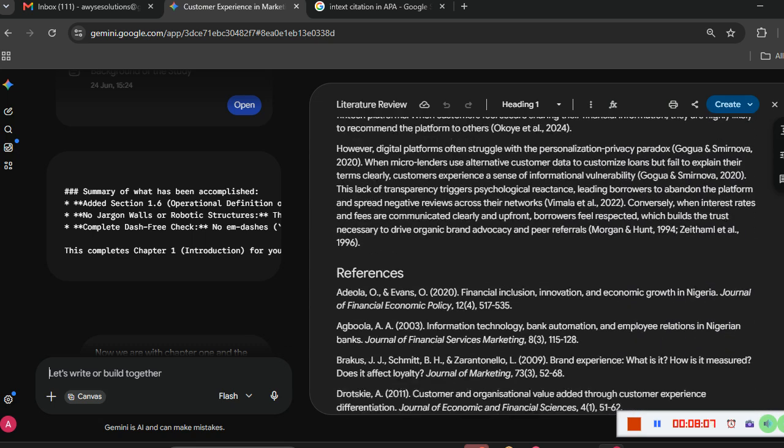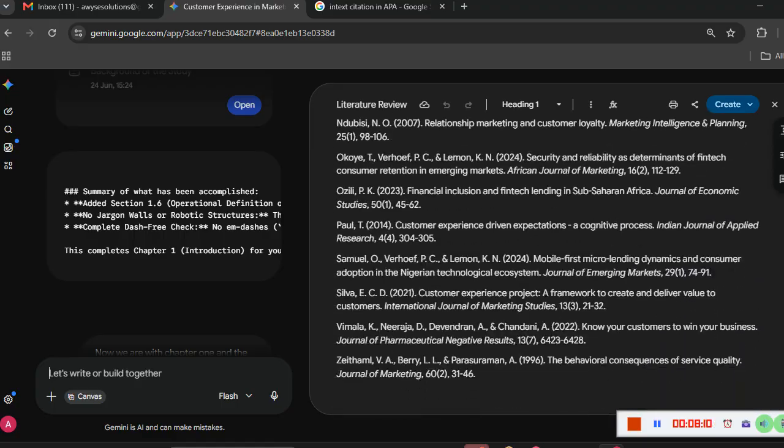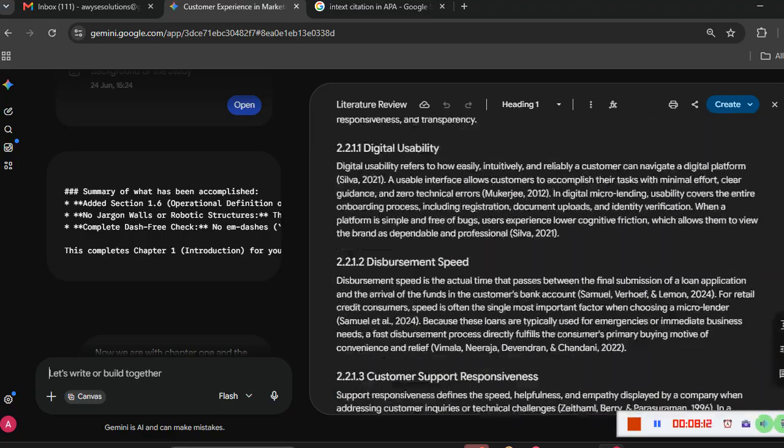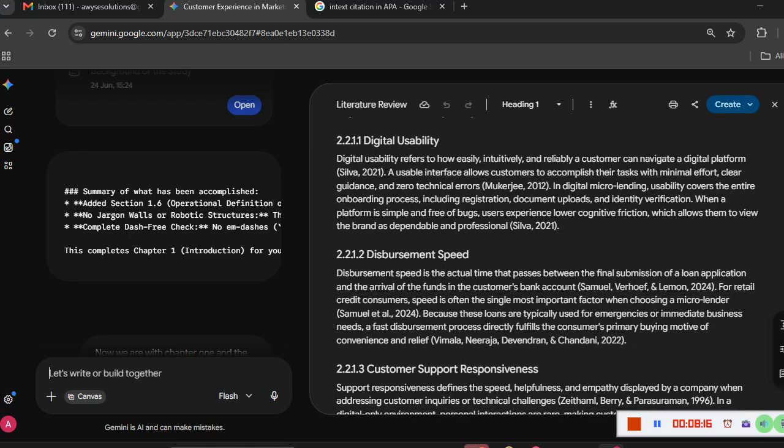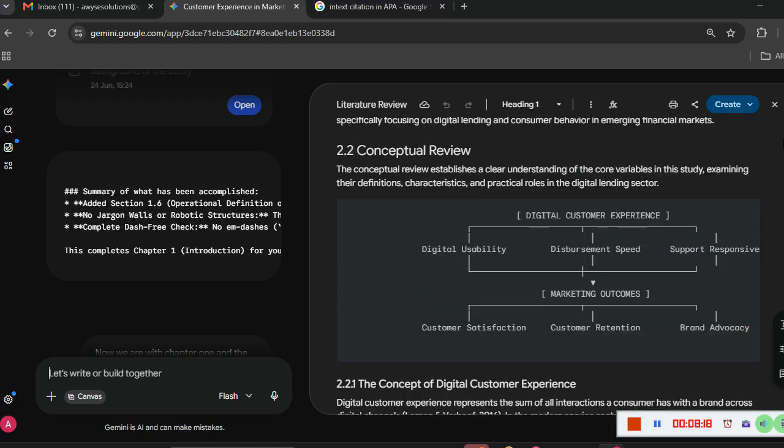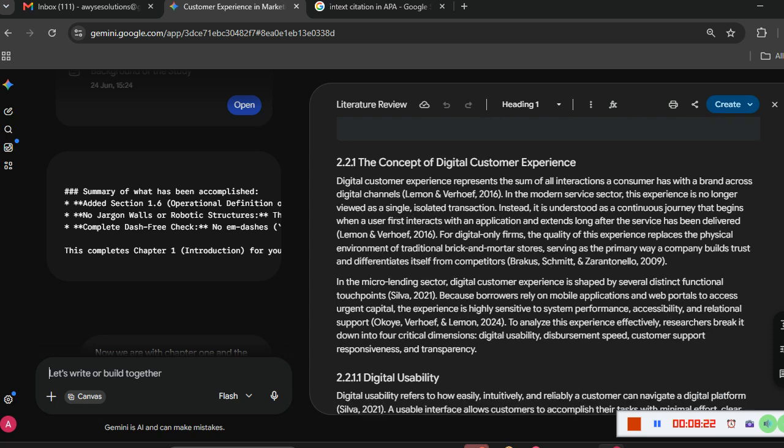Right. So basically, it has given a draft of chapter 2, but not comprehensive enough, because it basically worked with the journals that we uploaded to it. So now the responsibility for us is to make further research and download more journals on this.